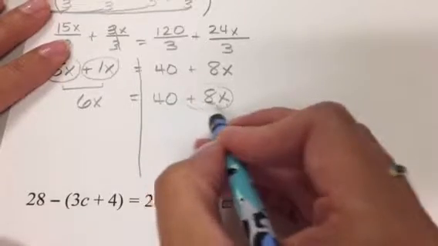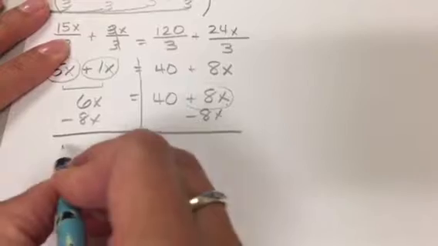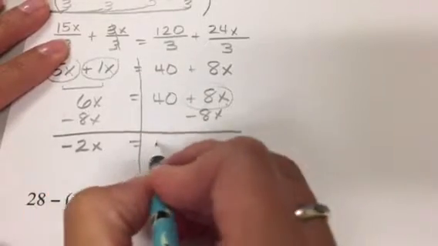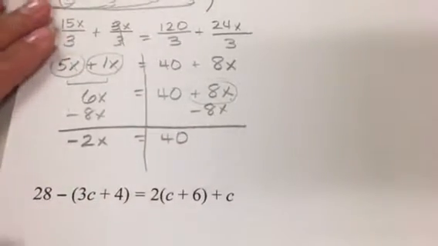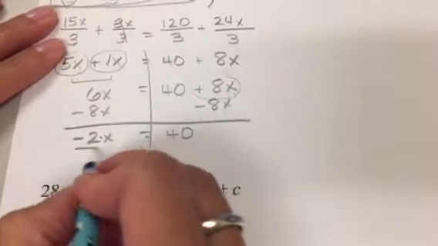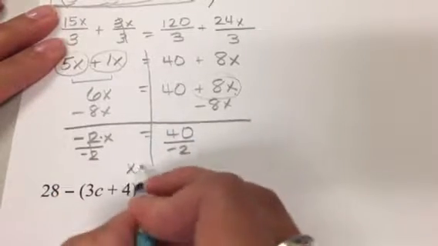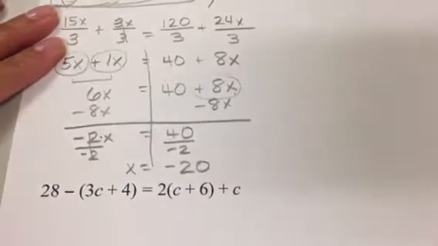So the inverse of plus 8x is minus 8x, which is going to give me a negative 2x equals 40. Then to solve, we're going to do the opposite of multiplying by negative 2, which would be dividing by negative 2 on both sides. So x would be negative 20.